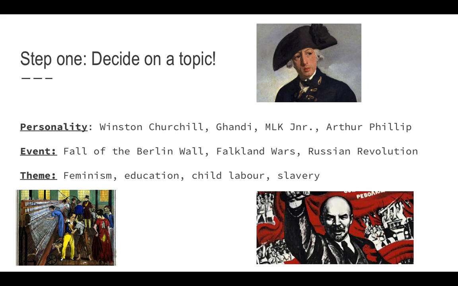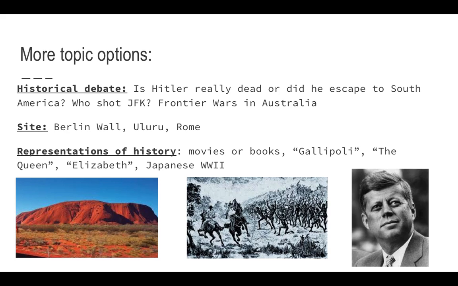There are 6 ways that you can develop a topic that you'd be interested in. The first is looking at a personality. Alternatively, you could look at events, or you could look at a theme. You could also look at an area of historical debate, a historical site, or a representation of history.